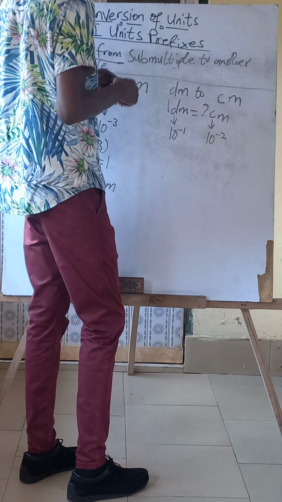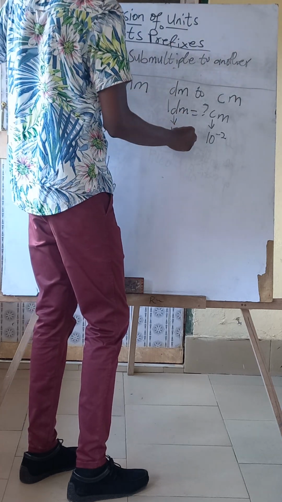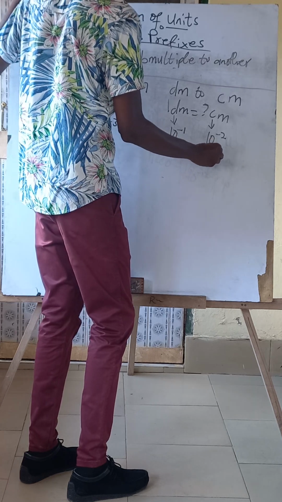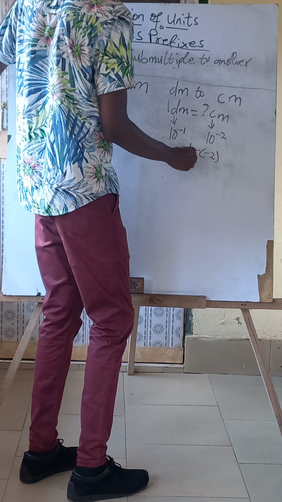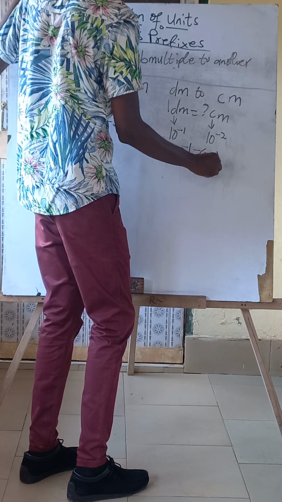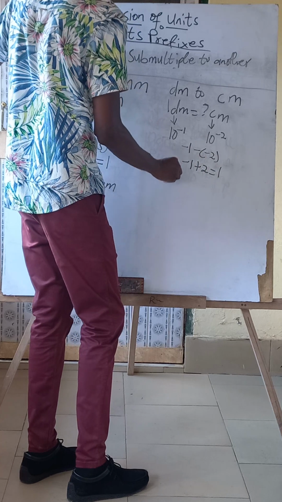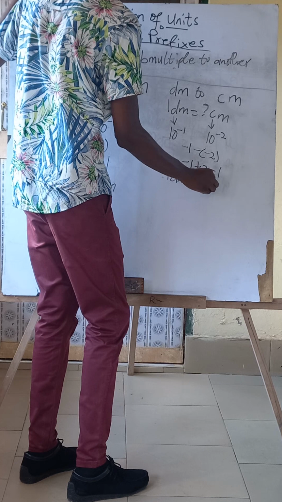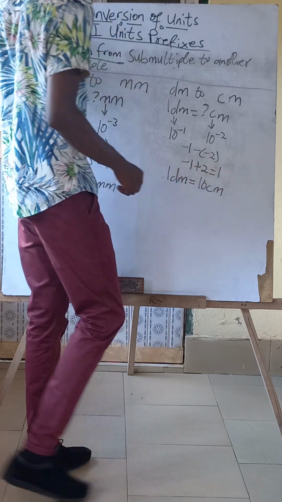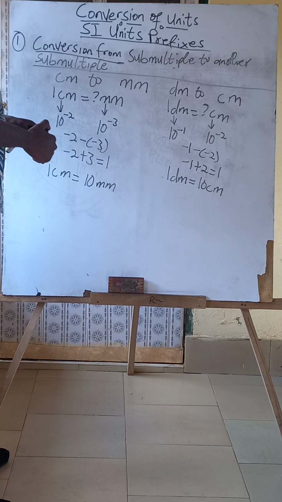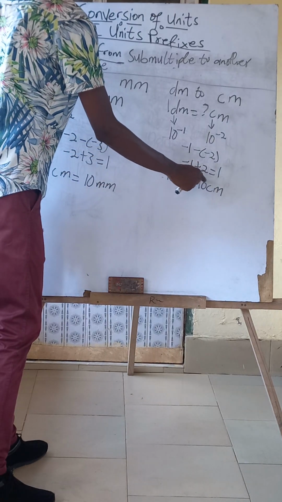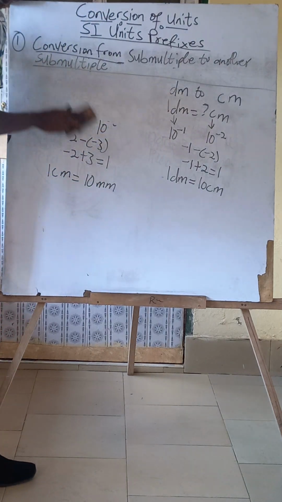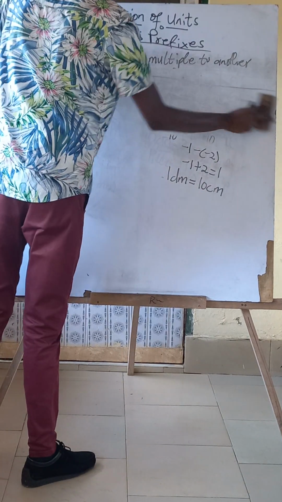So when you are converting from one submultiple to another, you subtract the exponent. So negative 1 minus negative 2. So negative will give you positive. Negative 1 plus 2, which is 1. So 1 decimeter is equal to 10 centimeters. 1 decimeter is equivalent to 10 centimeters.